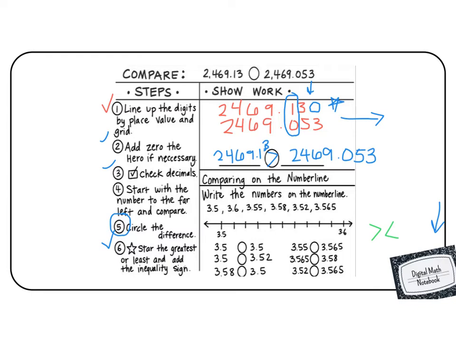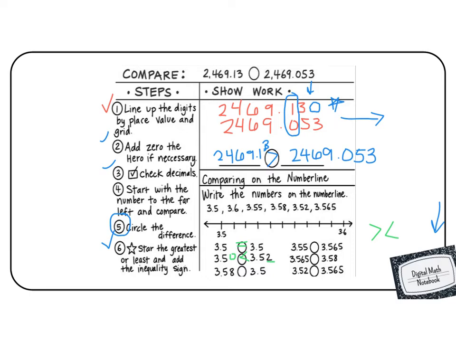So here is our number. We have 3.5 and 3.5. Well, in this case, we need an equal sign, right? Because they're the same number. In the next one, we have 3.5 and 3.52. Ooh, this can be kind of tricky. If I put a 0 on this side, then I have 3.50. Well, I know that 52 is greater than 50, so my sign is going to go that way.